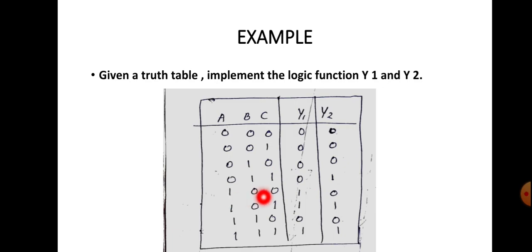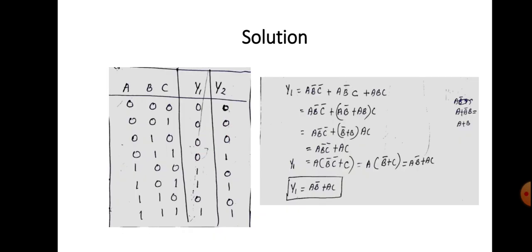A, B bar, C bar. Corresponding to this one, what is the input? A, B bar, C. Corresponding to the last one, what is the input? A, B, C. That means 0 is indicated by the inverted version, the bar, and 1 is indicated by the input itself. So we can write the equation for y1 from this truth table: A B bar C bar, next is A B bar C, next is A B C.